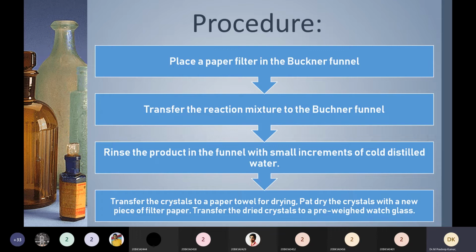Place a paper filter in the Buchner funnel. Transfer the reaction mixture to the Buchner funnel. Rinse the product in the funnel with a small increment of cold distilled water. Transfer the crystals to a paper towel for drying. Pat dry the crystals with a new piece of filter paper. Transfer the dried crystals to a pre-weighed watch glass.